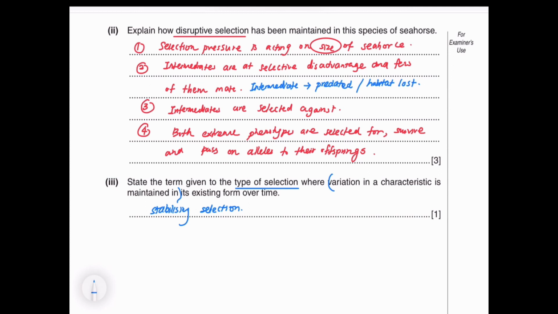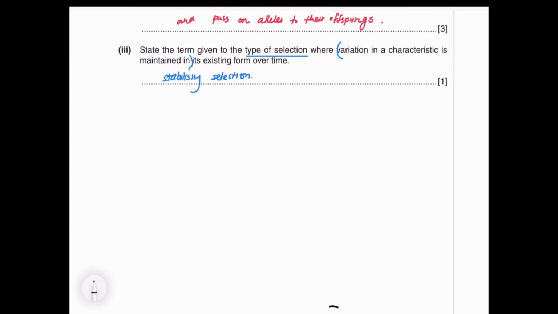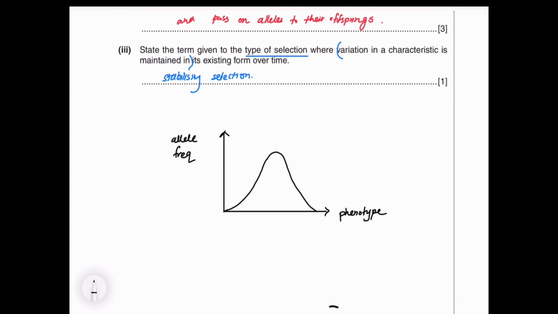Okay, let me guide you here. So if you're given a graph, on the y-axis, you'll be labeling allele frequency, and on the x-axis is usually the phenotype. So again, we're going to show a normally distributed curve. So what happens when the intermediate phenotype has always been favored? So here I will show that the intermediate is being favored.